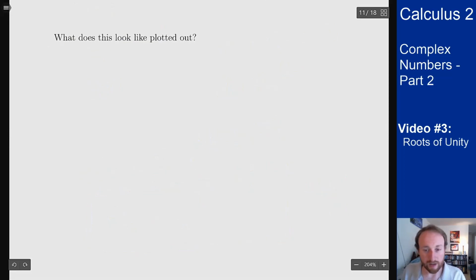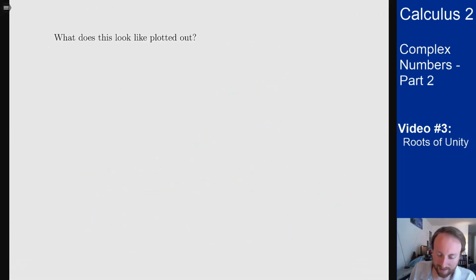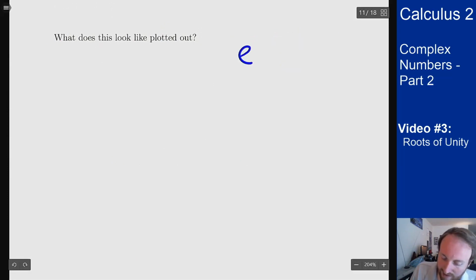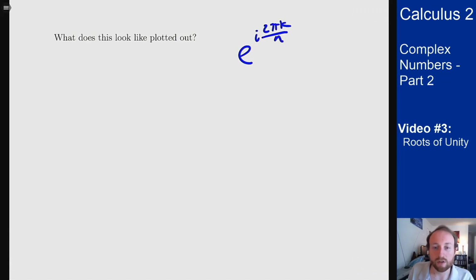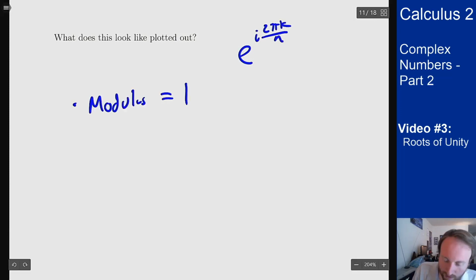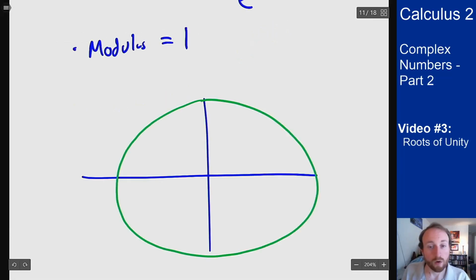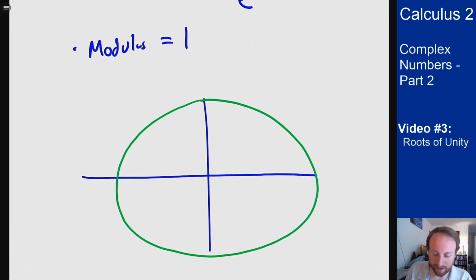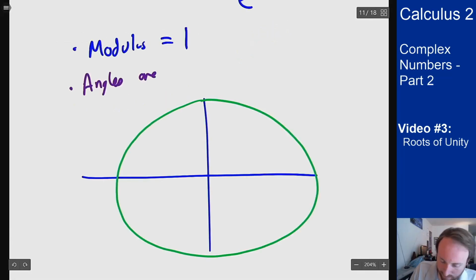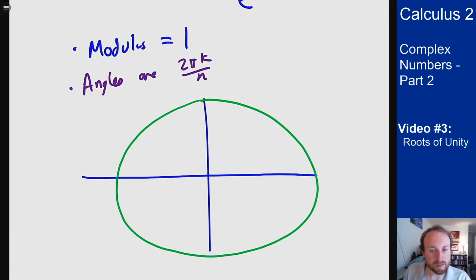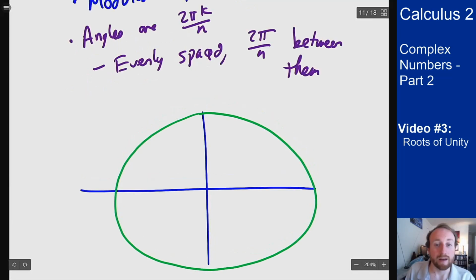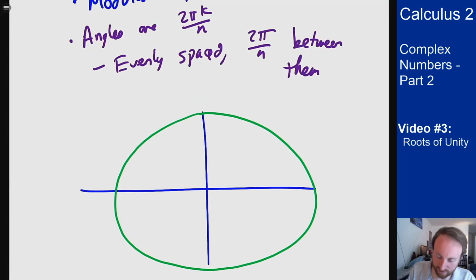What does this look like graphically? So we're looking at complex numbers of the form e to the i 2 pi k over n. The first thing to realize is these numbers all have modulus 1, which means they're all on the unit circle. What else do we know? Well, the angles are at 2 pi k over n, which means they're evenly spaced with an angle of 2 pi over n between them. And furthermore, we always start at theta equals 0.